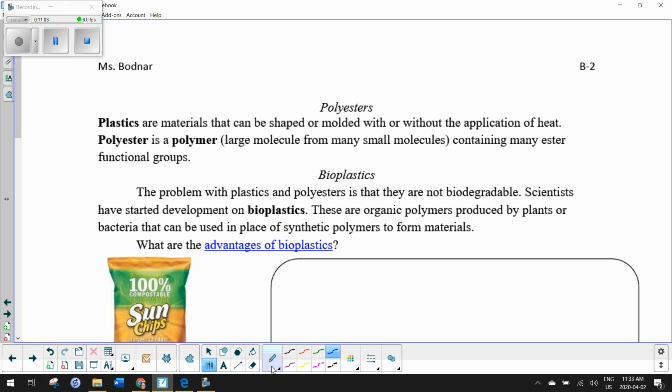Polyesters. So this is important. So plastics are materials that can be shaped and molded with or without the application of heat. You know this. So a polyester, so many ester groups. So poly means many, ester, so you have many ester functional groups, is a polymer. So this is a large molecule made up of many small molecules.